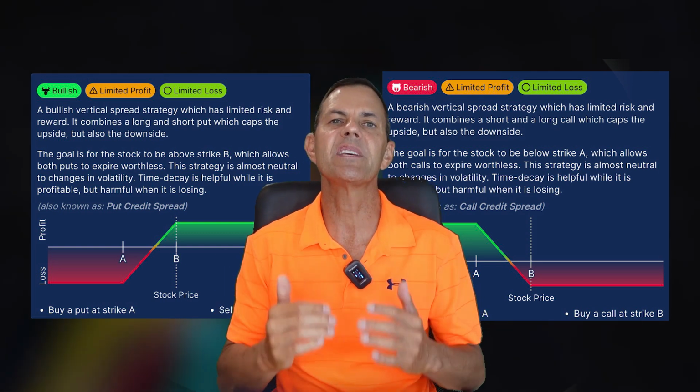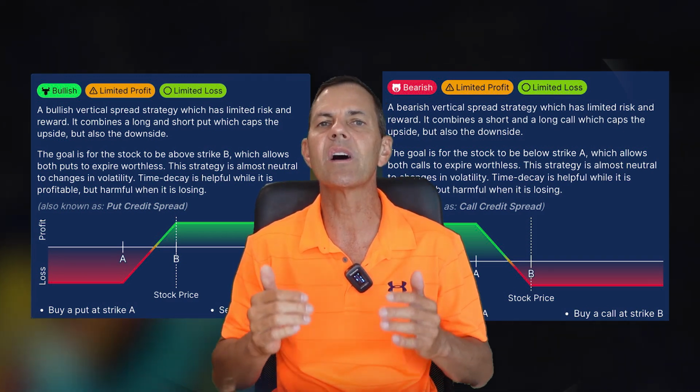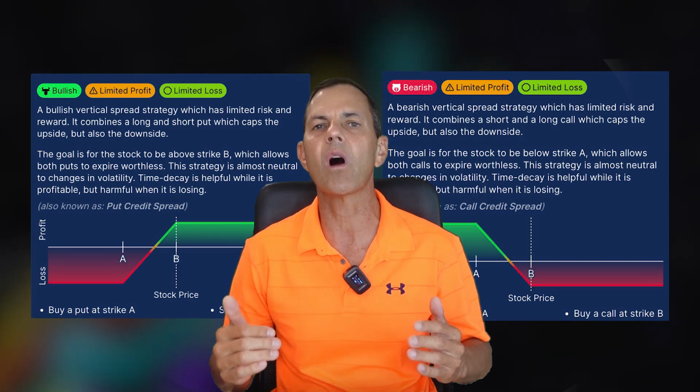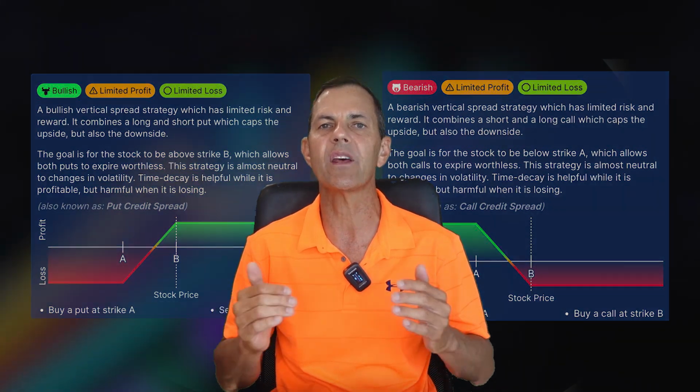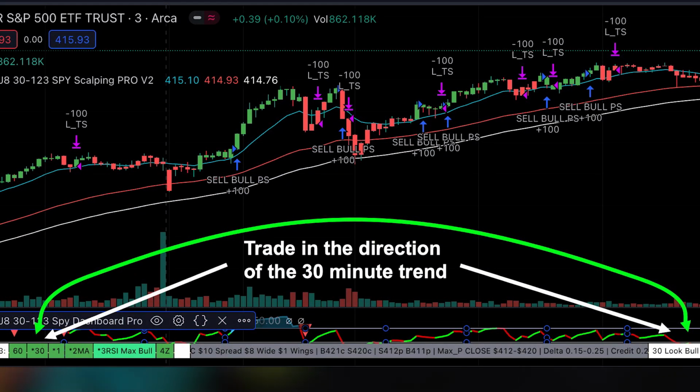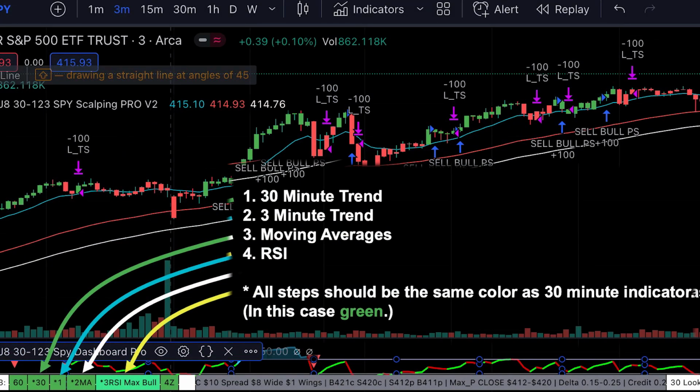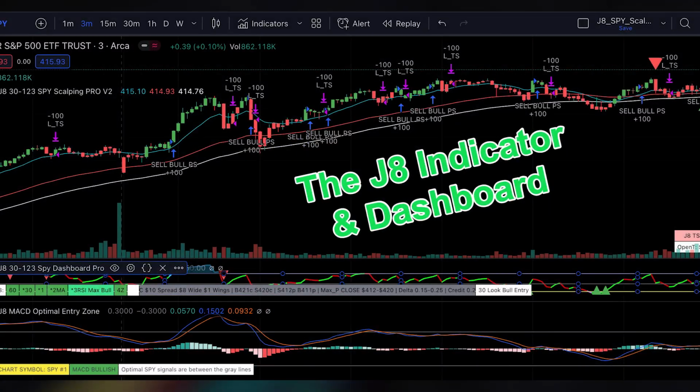The best part is this strategy is beginner friendly, and I'll cover everything in today's video and walk you through how we trade both green and red days. The first step is we want to trade in the direction of the 30-minute trend. The second, third, and fourth step are we want the 3-minute trend, the moving averages, and the RSI to be aligned with the 30-minute trend. And instead of manually watching and waiting for all of these criteria, I've built an indicator that shows when the criteria has been met. Just remember, we don't want to fight the main trend, which is the 30-minute trend candle.